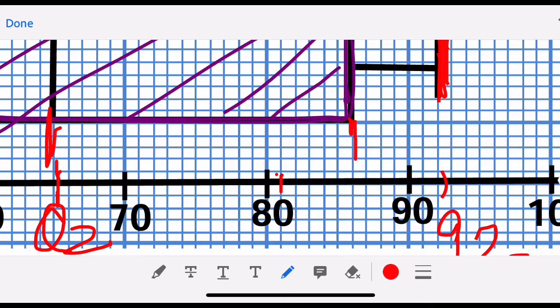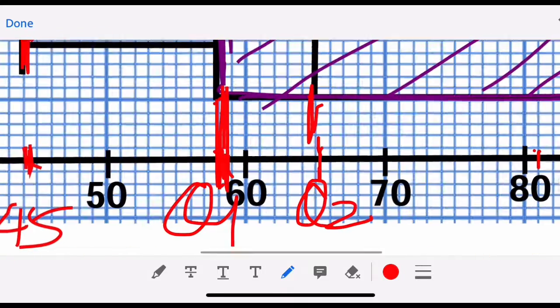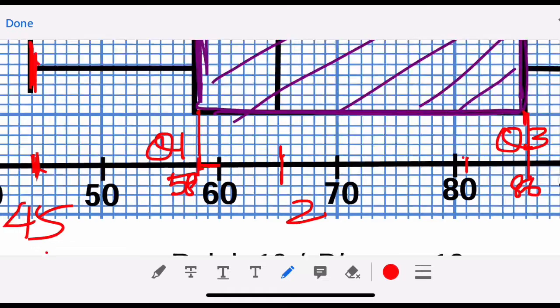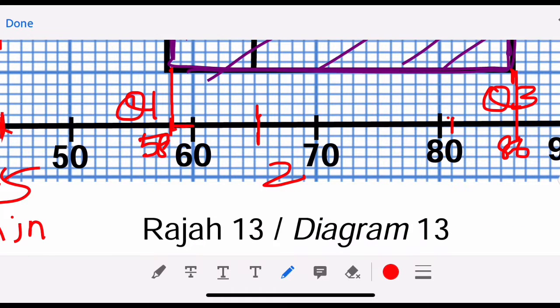Draw a line here, use a ruler, 86 from Q3. This is called Q3. How about Q1 here? Let's read carefully. Q1 is here. Draw a line down. You have 58, right? 2 boxes before 60, 58. This is called Q1. So if you want to find interquartile, it will be 86 minus 58.